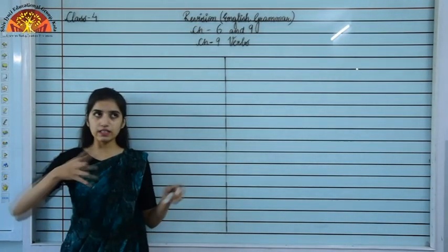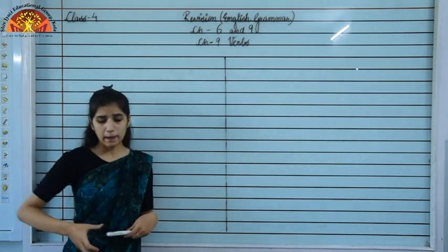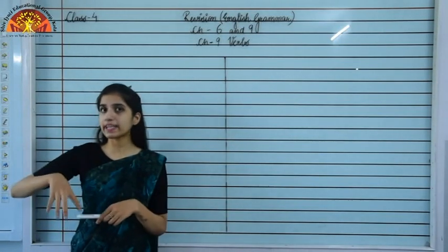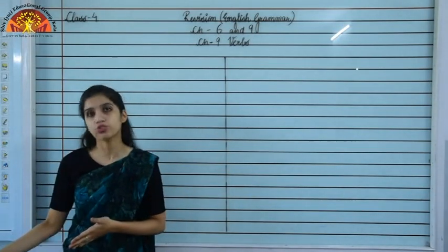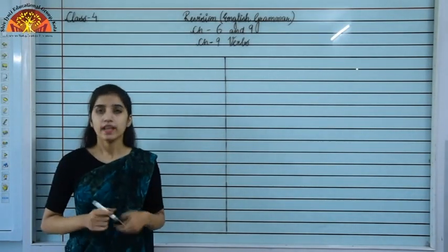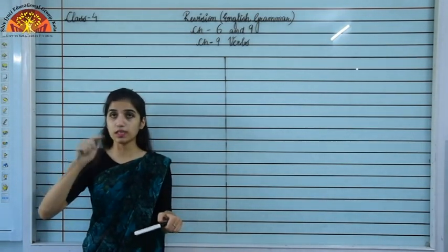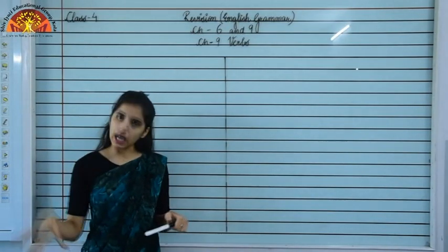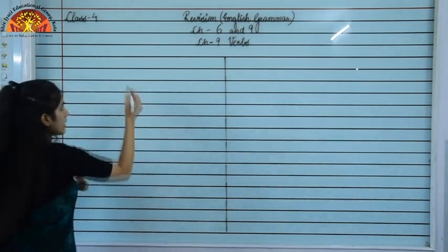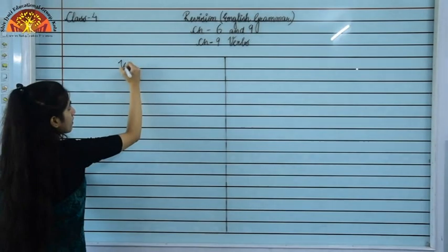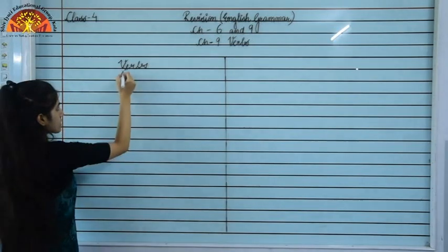Okay, so verb, in your junior classes you have studied that action words are called verbs, right? But here with action there will be being and possession. So the words which express action, being and possession, they are what? Verbs. They tell us what the subject in a sentence is, what it does and what it possesses. So verbs express what? Action, being and possession.